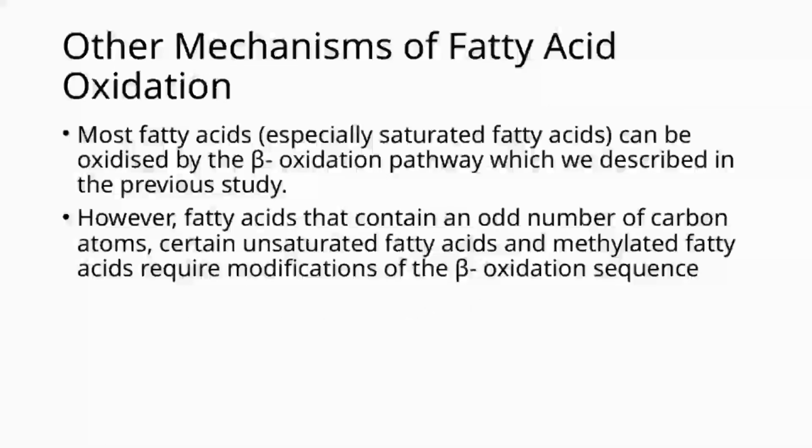Most fatty acids, especially saturated ones, can be broken down through the beta-oxidation pathway, which we discussed in the previous slide. This process is quite efficient for most common fatty acids. However, there are some exceptions. Fatty acids that contain an odd number of carbon atoms, certain types of unsaturated fatty acids, and methylated fatty acids require some modifications to the standard beta-oxidation sequence. These modifications are necessary because their structural features can interfere with the normal breakdown process.